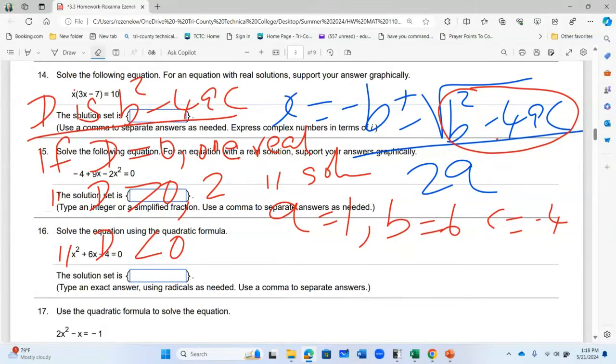Any questions so far? Unmute yourself. Ask your question. Any question? Now we're going to completing the square.